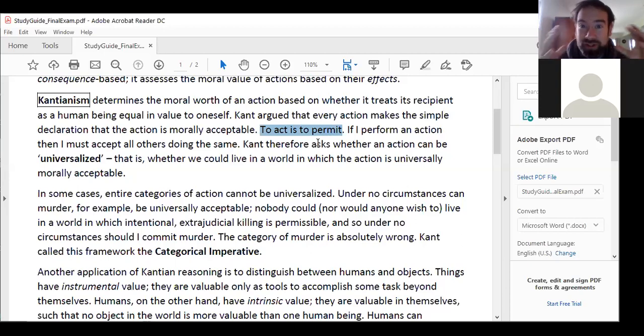So notice in the phrasing of that, right? Permitting everybody else to do the same. Well, when I talk about everybody else, really I'm talking about universalizing, right? So Kant asks the question about whether something can be universalized. Could I live in a world where everybody could morally do this, right? Can you universalize that, right?